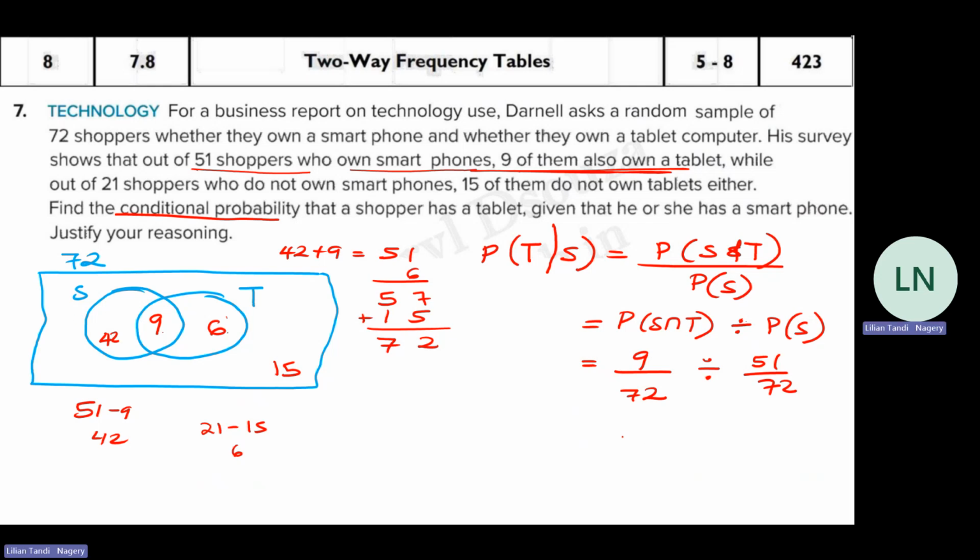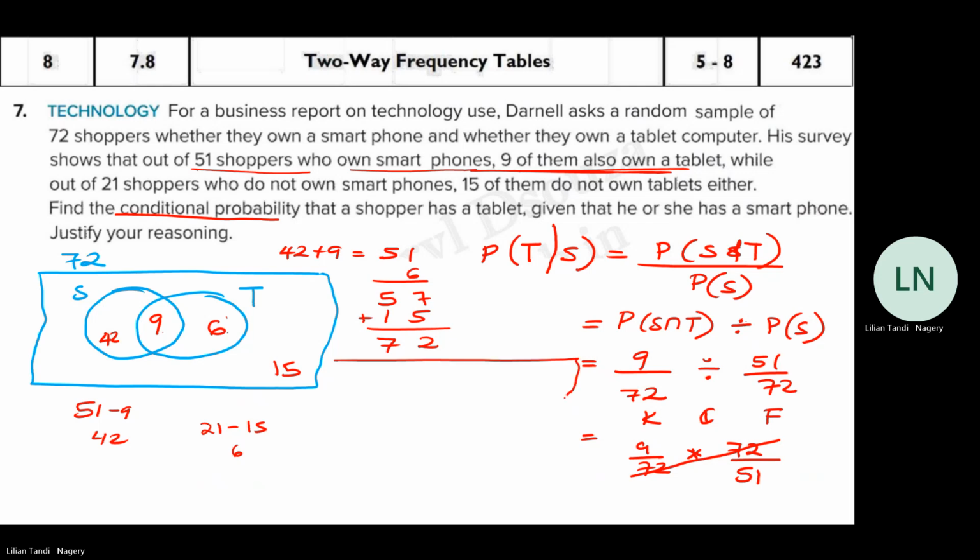Okay? So then this becomes keep, change, flip. So this will be 9 over 72 times 72 over 51. This goes away. So you will have 9 over 51, which is 3 out of 17. And you box your answer. Okay?